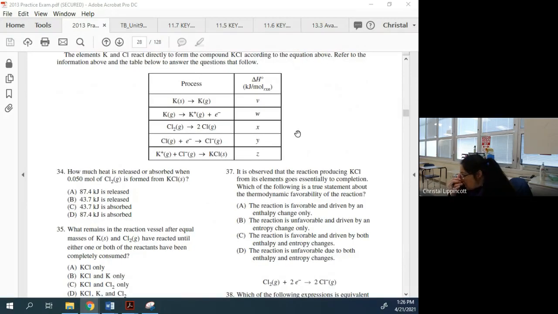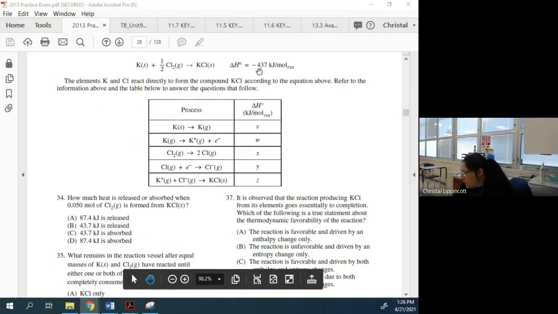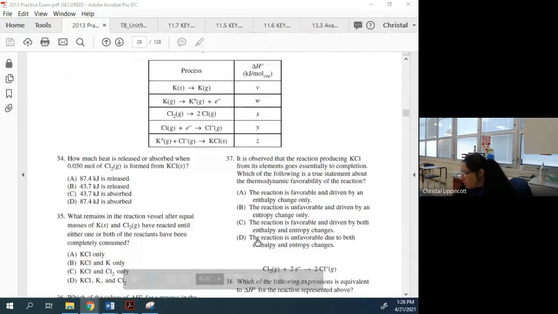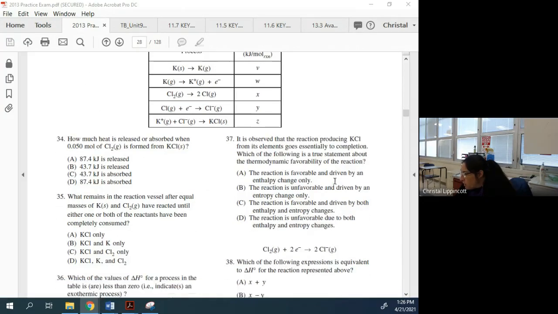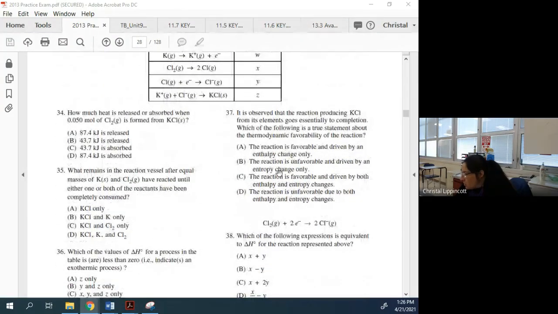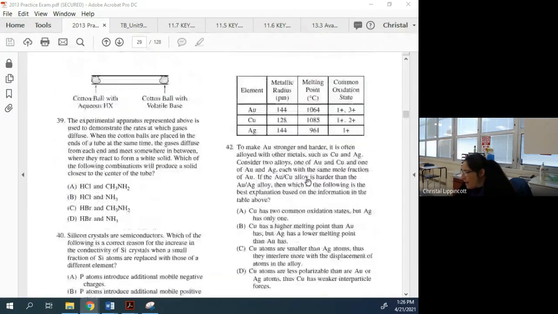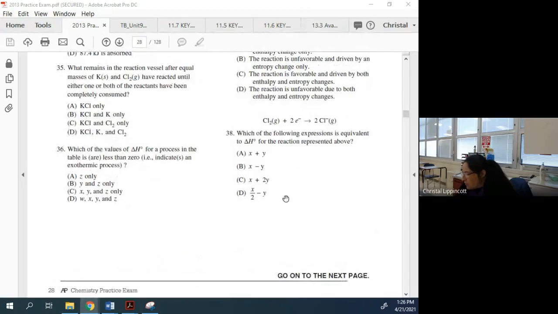Okay, so that's why we know that it's favorable, because we have a negative delta H here. If it goes to completion, it's favorable. We know that we have a negative delta H, so that tells us as well. So the reaction is favorable. So we either want A or C. And we know now why entropy doesn't play a part in it. All right, so 38. Let's try 38 now and try to figure out what this is.